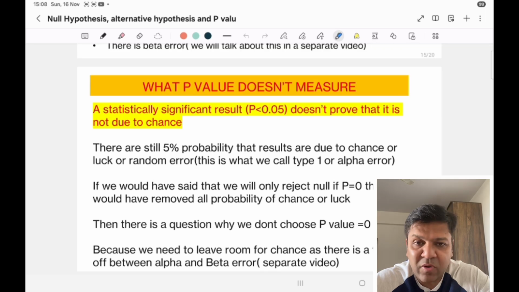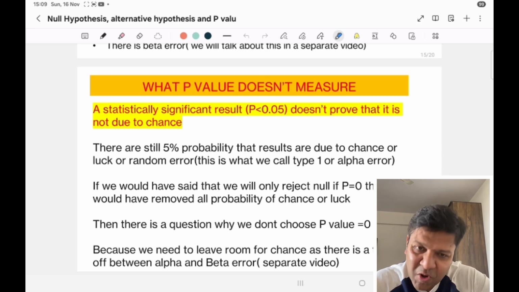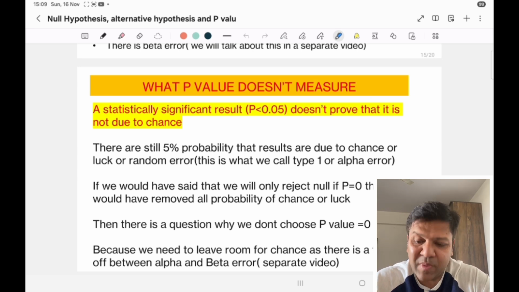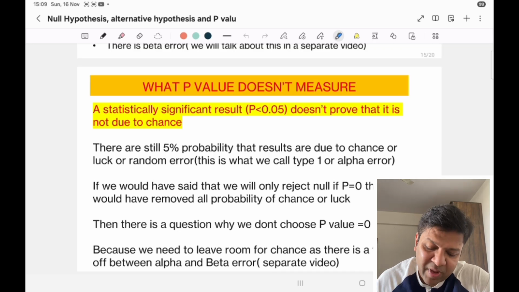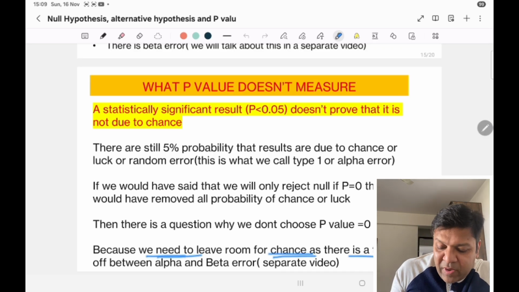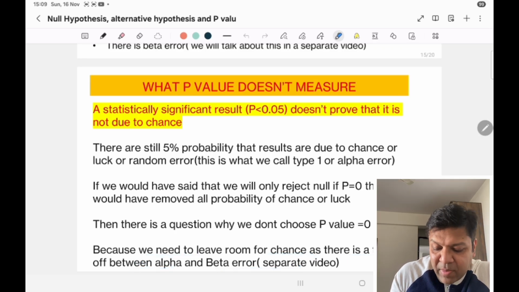The answer is that if you don't allow this room, then no study can be successful. Because there is a trade-off between alpha error and beta error. Alpha error increases, beta error decreases. Beta error increases, alpha error decreases. So it is like a seesaw. So you cannot have a perfect study where alpha error and beta error both are 0. So that is why we allow some room for alpha error so that beta error can decrease. We will talk about this in alpha and beta errors, but just to give you a brief context. So that is where I am coming from. Because we need to leave room for chance, as there is a trade-off between alpha and beta error.